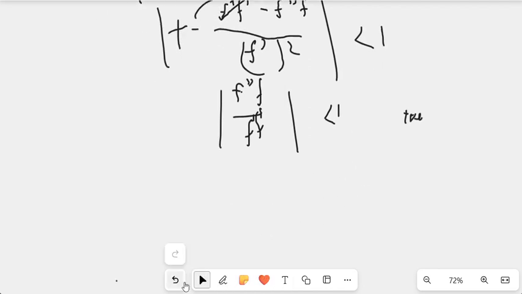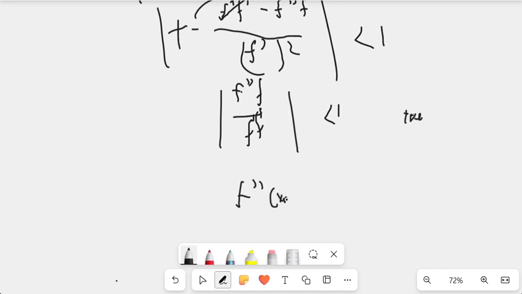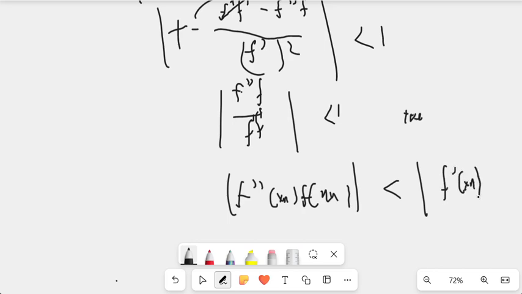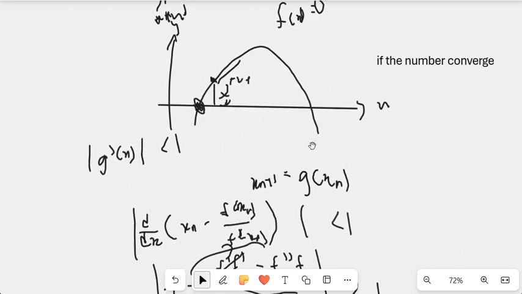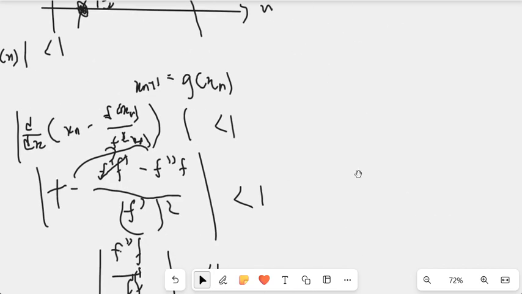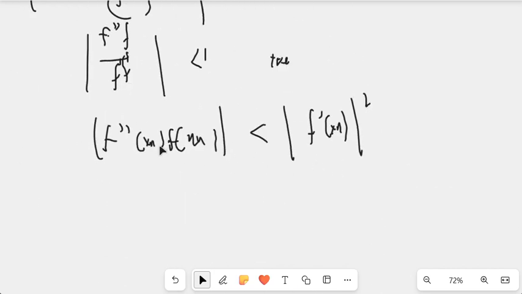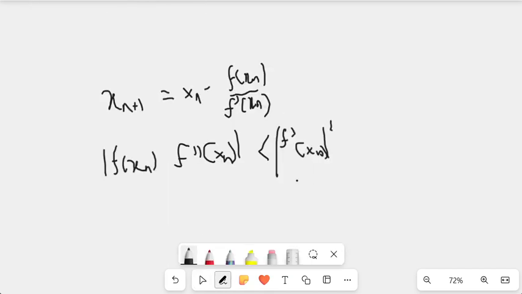So what you can do is you would get f double prime of x of n times f of x of n, its absolute value must be less than the absolute value of f prime of x of n squared for the method to converge, for the x sequence to converge. This is the condition. Okay, so I'll rewrite it. Give me 1 second. Alright, so this is the final note.